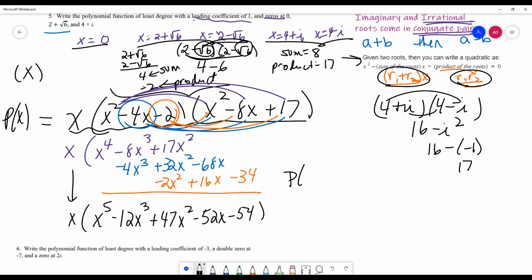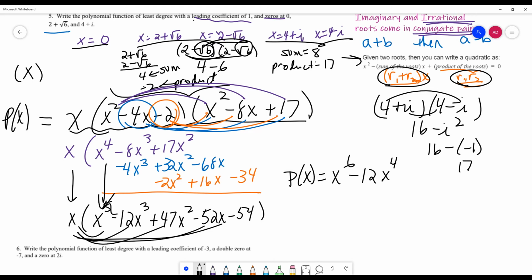So my polynomial right now is an x to the 6, because look what I'm doing, right? Oh, pause. What did I do? This is x to the 4th. Sorry about that. That's x to the 5th, minus 12x to the 4th plus 47x cubed minus 52x squared minus 54x.